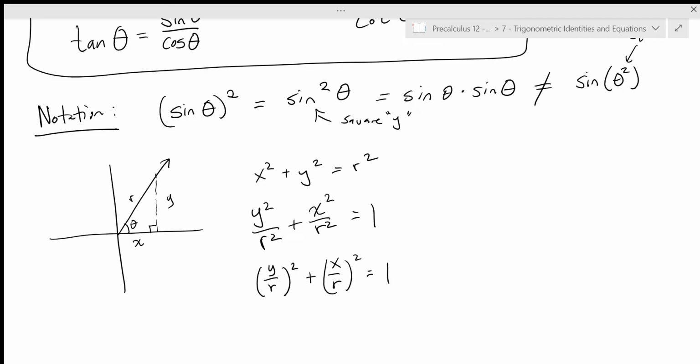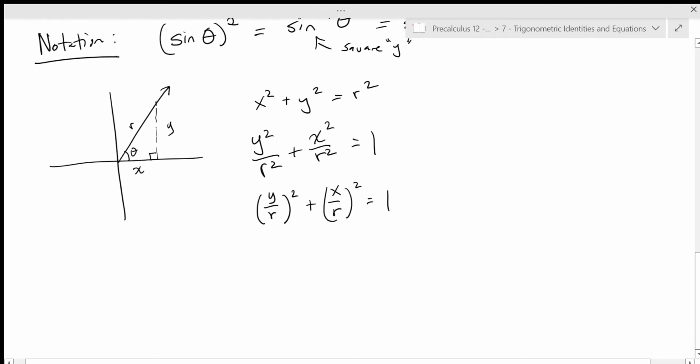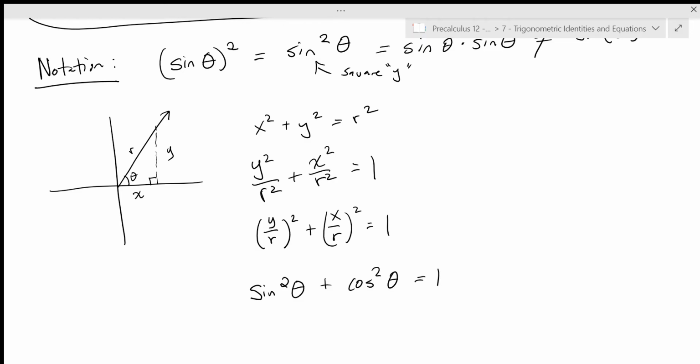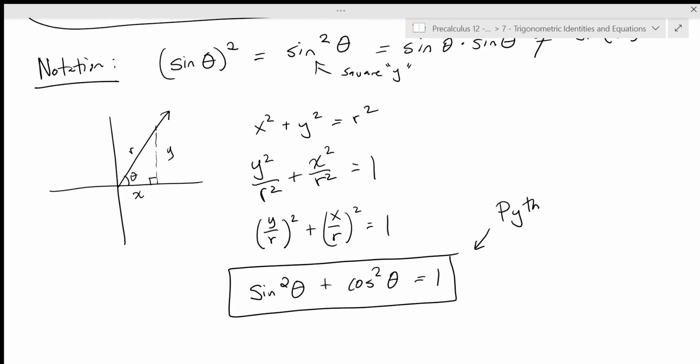And this gives rise to one of everybody's favorites. If I had one identity I want you to know really, really well, it's going to be this one. Now we can notice that y over r is just sine theta and x over r is just cosine theta. So we have this formula now: sine squared theta plus cosine squared theta equals 1. And that is a really cool identity. And guess what? It is called the Pythagorean identity.